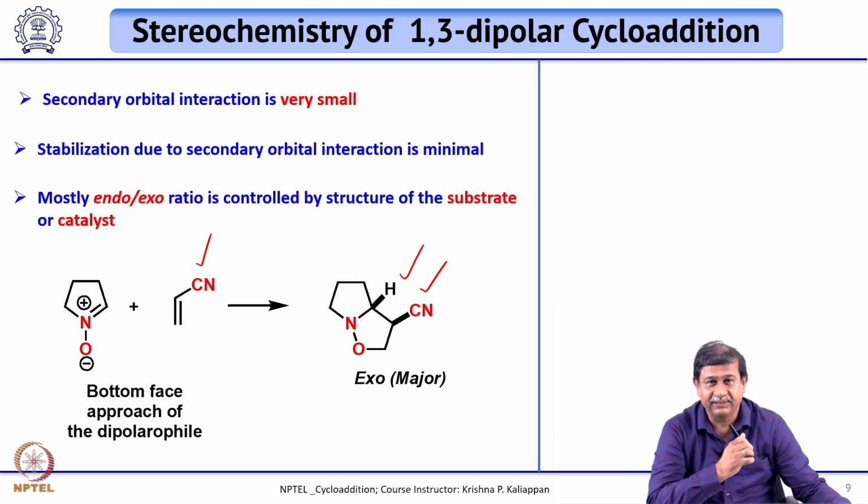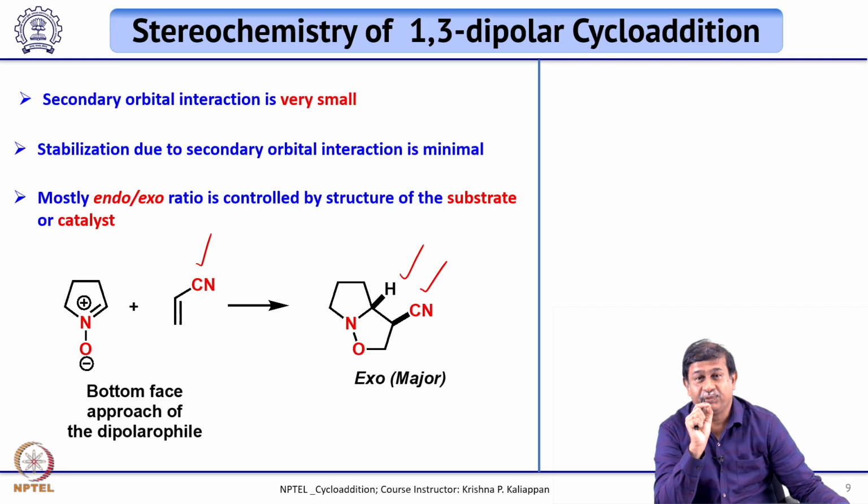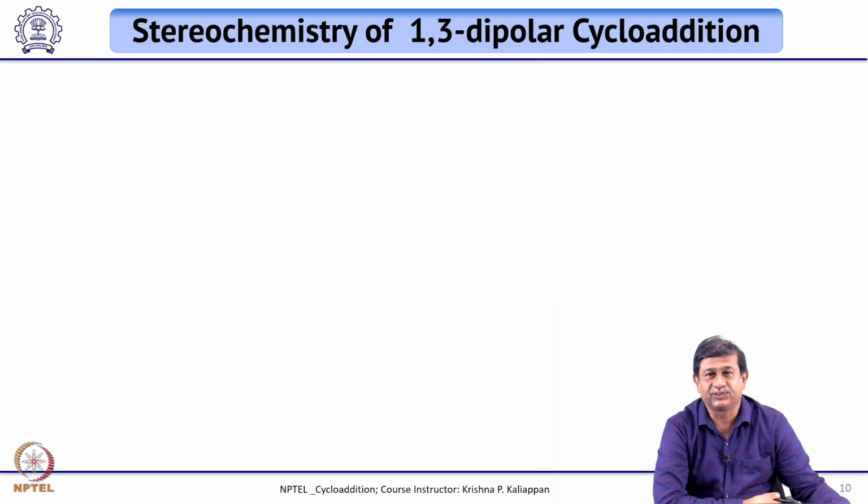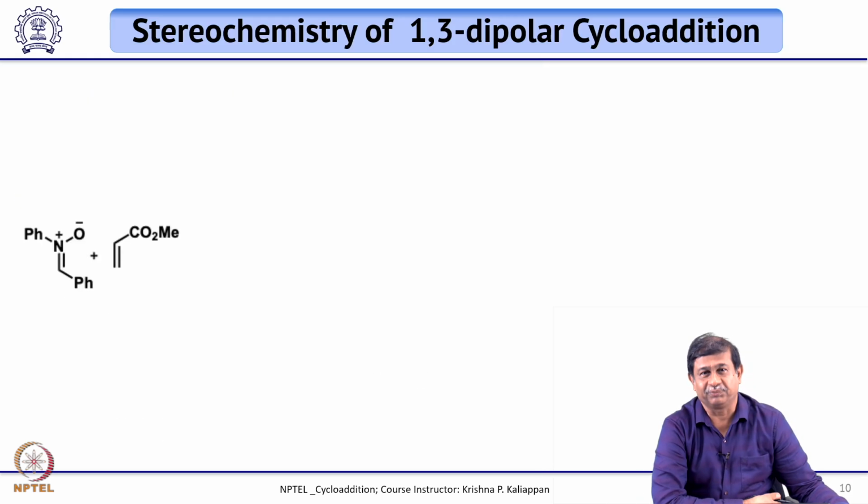Okay. So, what is important is, in the case of 1,3-dipolar cycloaddition, the secondary orbital interaction is almost negligible, because of which the thermodynamically more stable exo product is obtained as the major product.